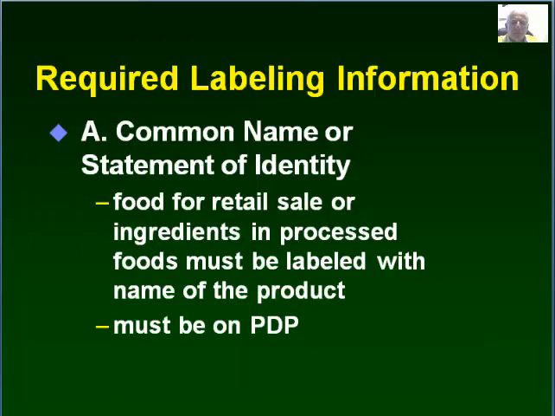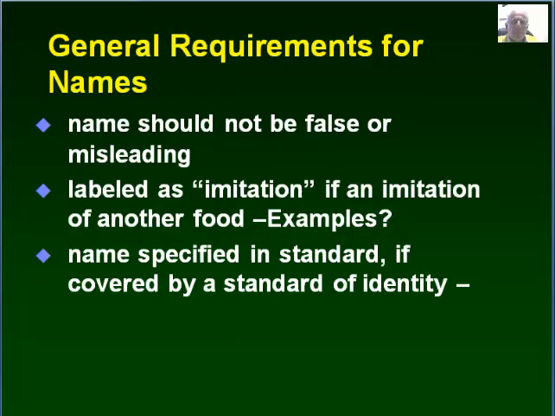So what information is required in labeling? The common name or statement of identity. Food for retail sale or ingredients in processed foods must be labeled with the name of the product. And this must be on the principal display panel. The name should not be false or misleading.